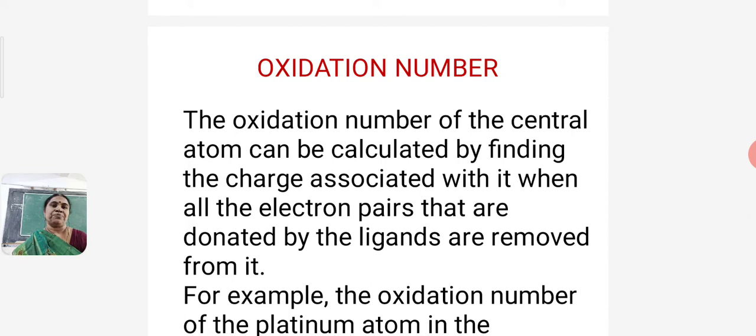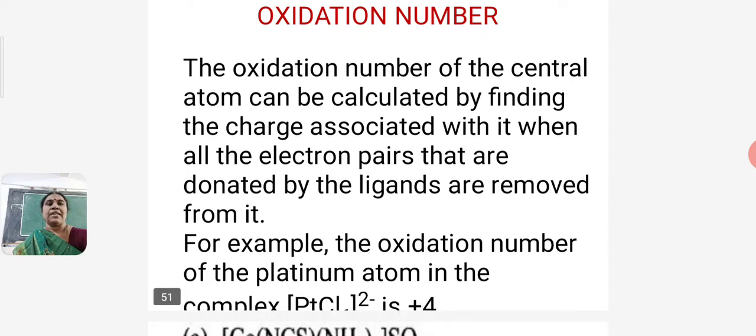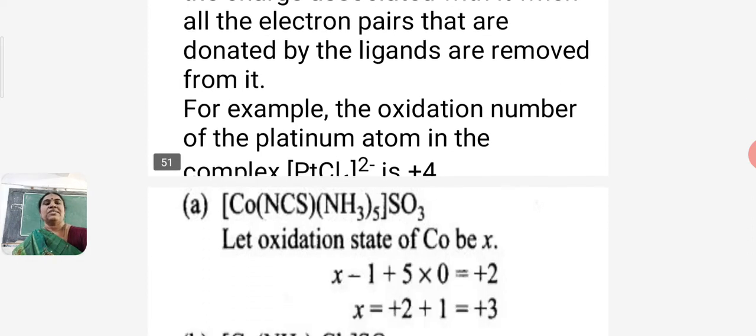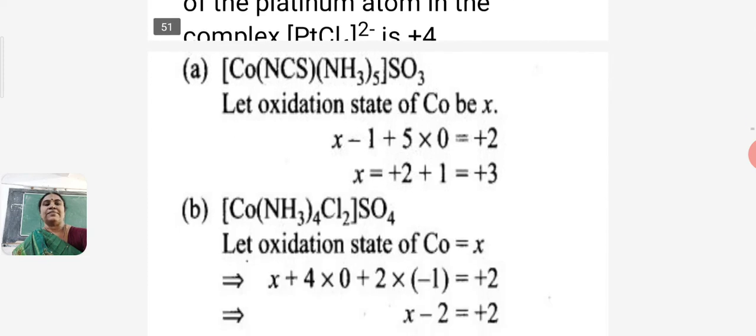Oxidation number. The oxidation number of the central atom can be calculated by finding the charge associated with it when all the electron pairs that are donated by the ligands are removed from it. For example, the oxidation number of platinum in the complex PtCl6 2- is +4. Let us see how it is calculated.